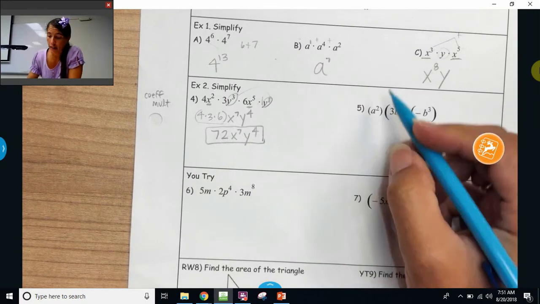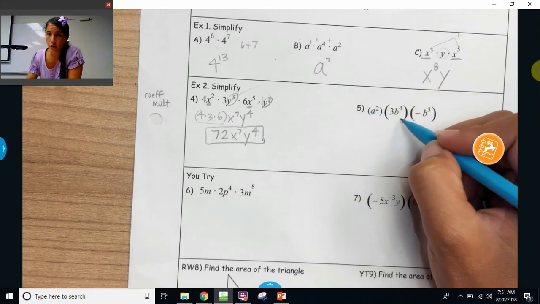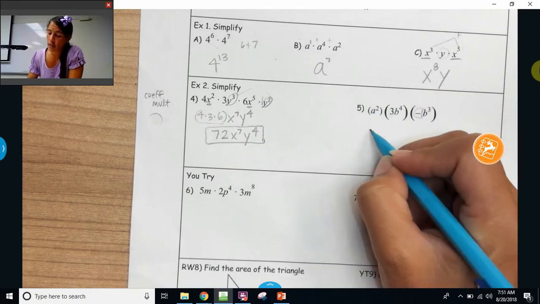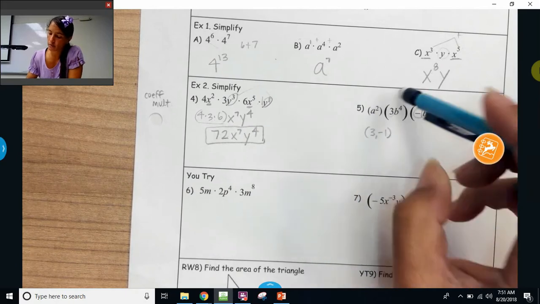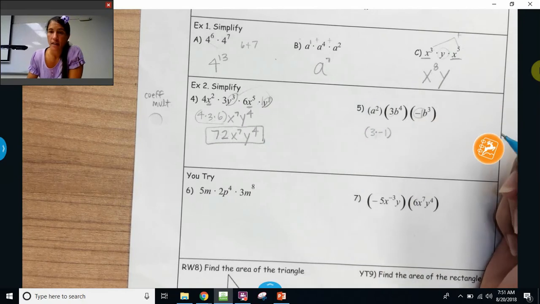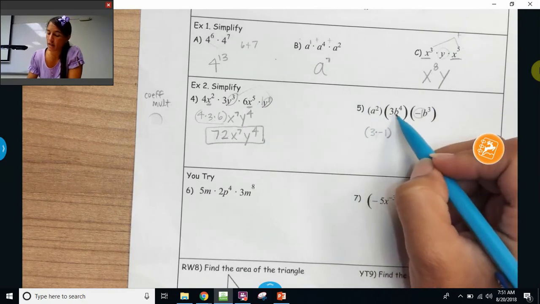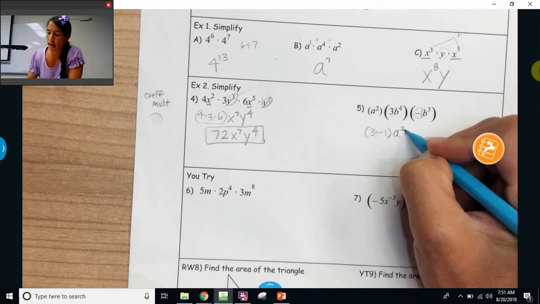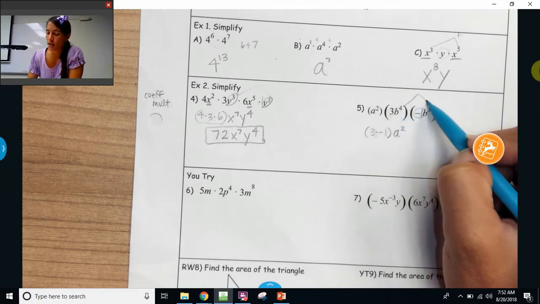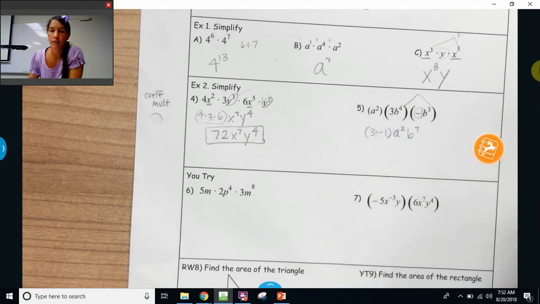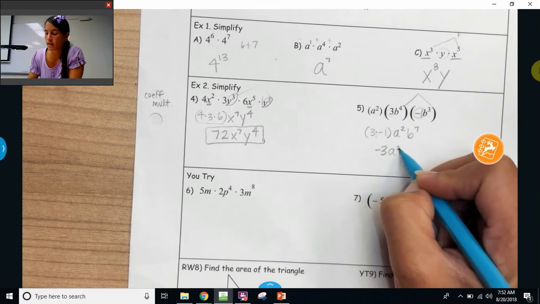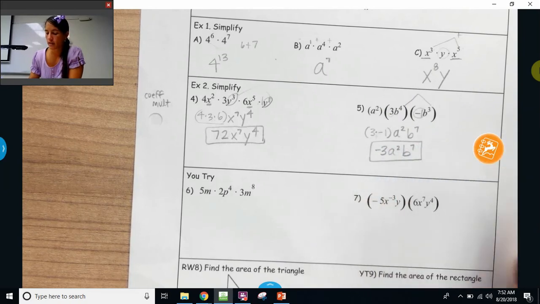In this example 5, I have a coefficient of 1, coefficient of 3, and then a coefficient of -1. So again, we're going to take our coefficients, 3 times -1. And then I'm going to look for my variables. I have an a, but I don't have any more a's, so I'm just going to bring that a squared down. And then I have b to the 4th and b to the 3rd, and when I add those, I get b to the 7th. Then I need to multiply 3 times -1, which is -3, a squared, b to the 7th.